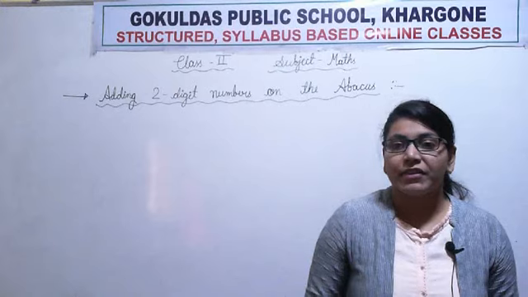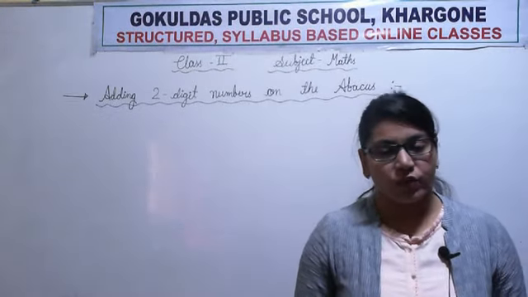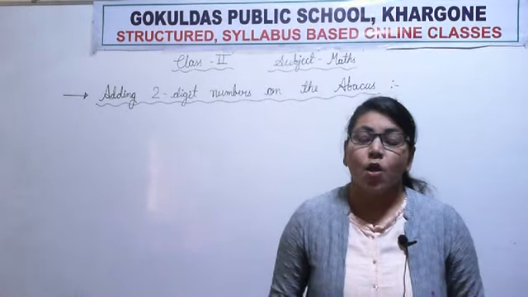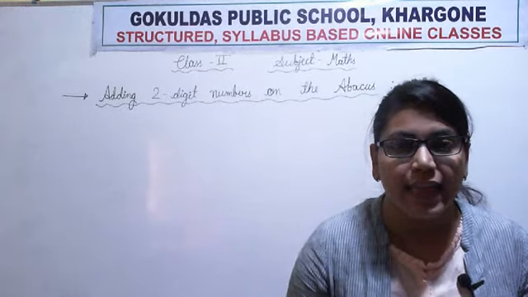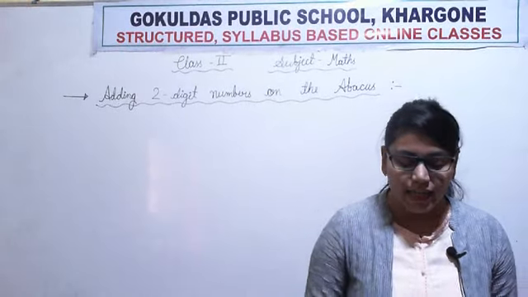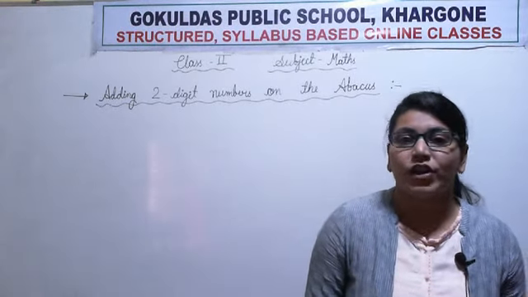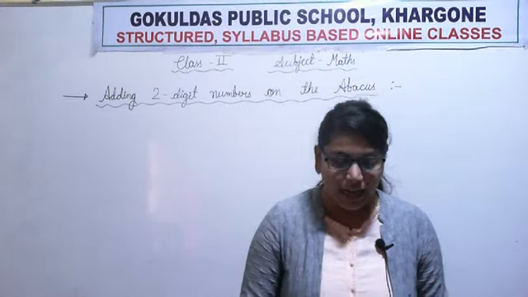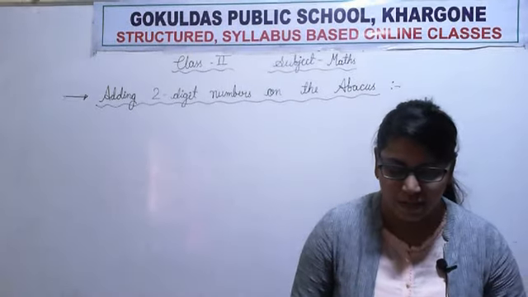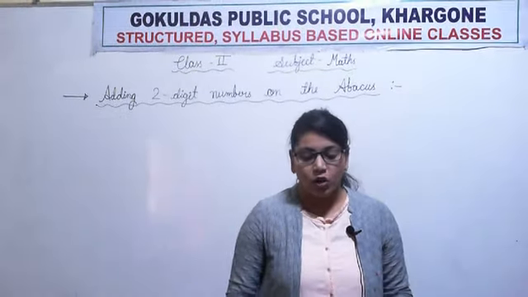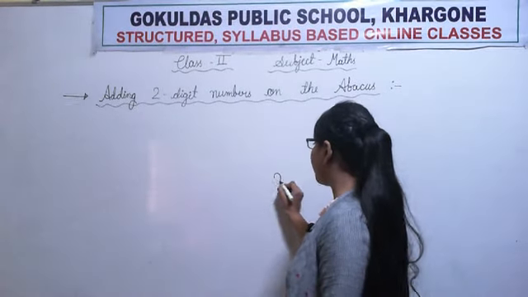In our previous lectures, we started our chapter number 2, which is addition, and we learned some properties of addition. What were they? Let's revise once. There were two properties of addition. The first one is the order property, which states that even if we change the order of the numbers, the sum or total does not change.